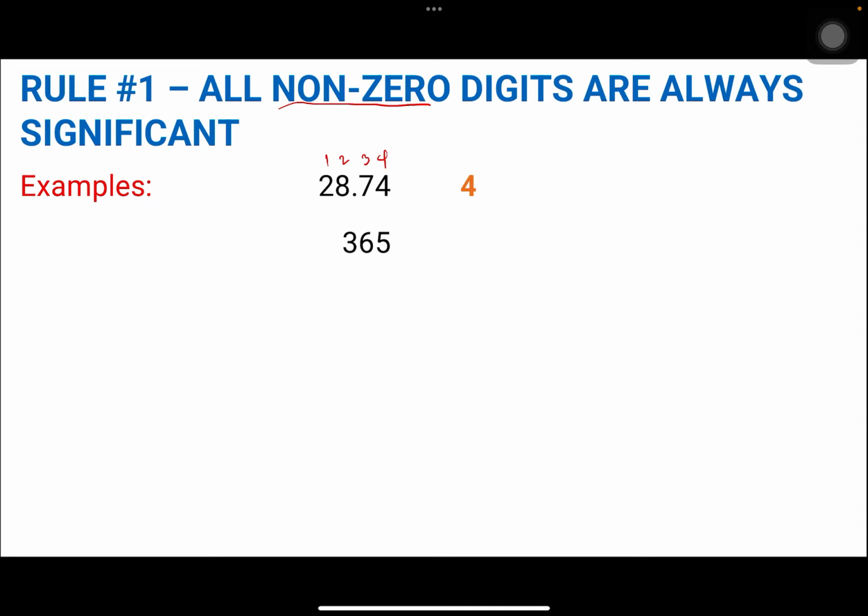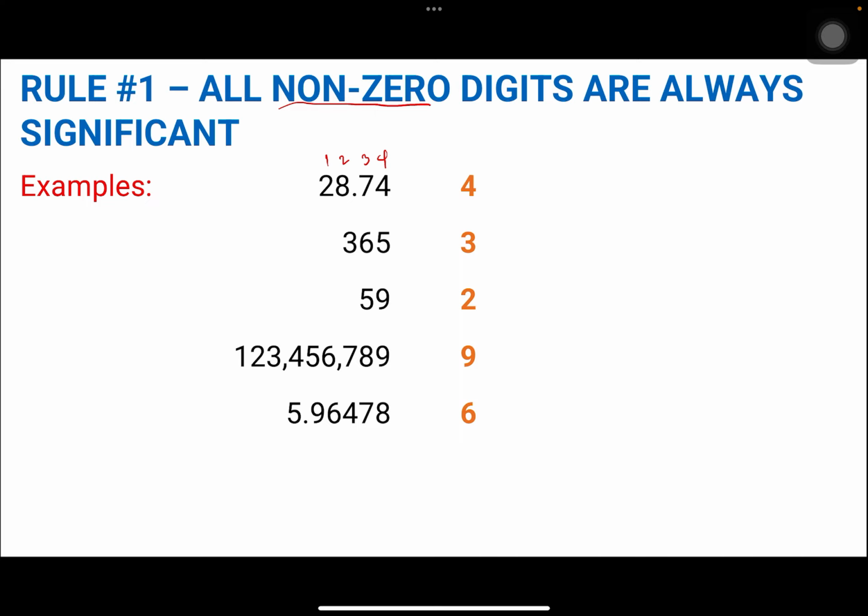Next, 365. 3 non-zero, therefore 3. 59. 2 non-zero, therefore 2. 123,456,789. So we have 9 digits na non-zero, therefore 9 ang significant figures natin. 5.967478. Still we have 7 significant figures.